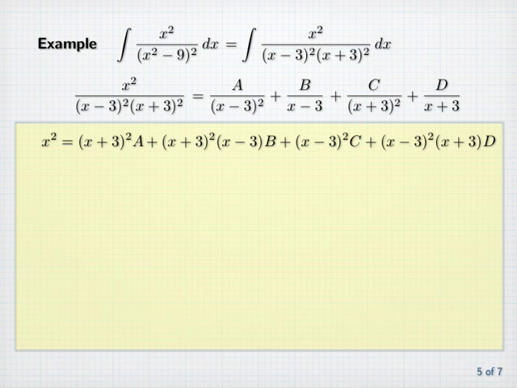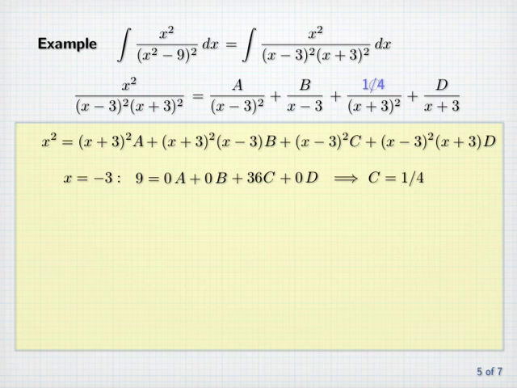Now we're going to go as far as we can, plugging in good choices of x. Notice that if we plug in x equals minus 3, then the left side is 9, and the coefficients of a, b, and d are all 0. The coefficient of c is negative 6 squared, or 36. So right away we know that c is equal to 9 divided by 36, or 1/4.